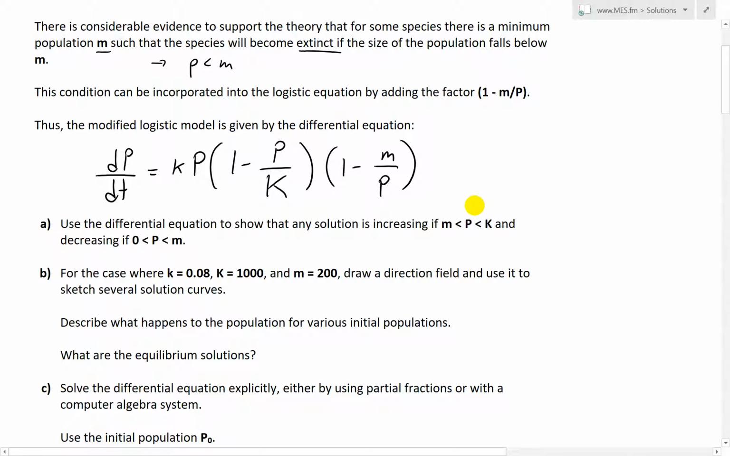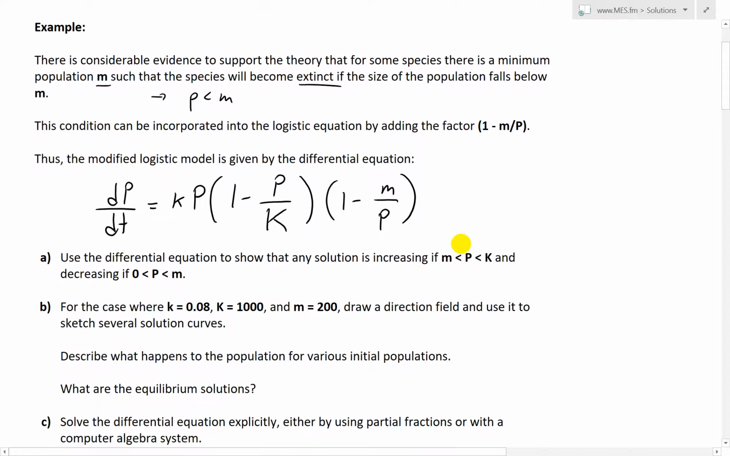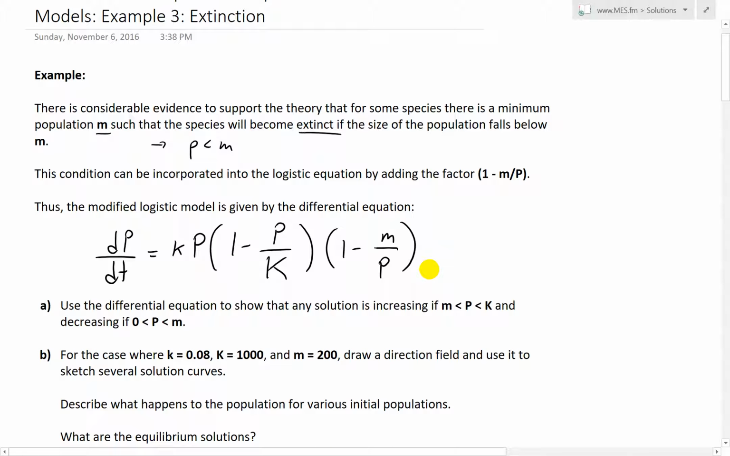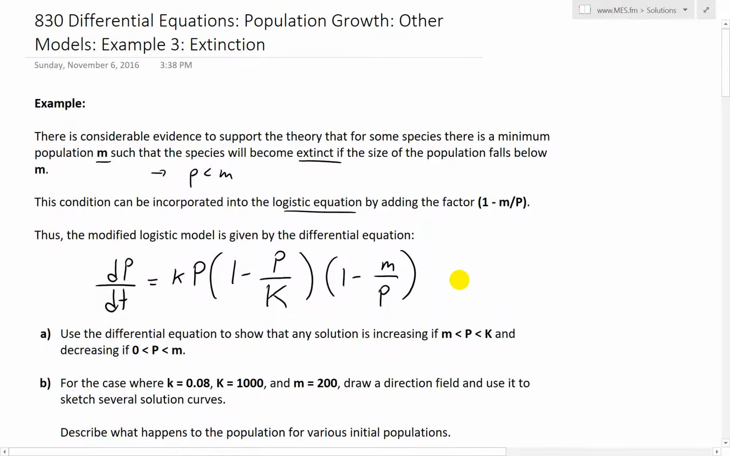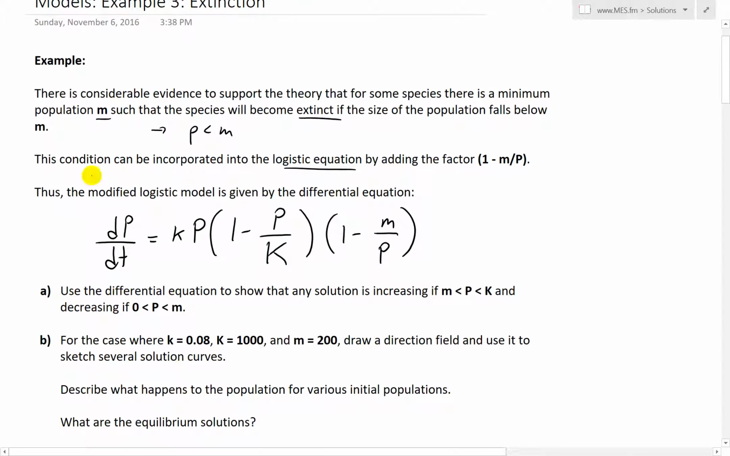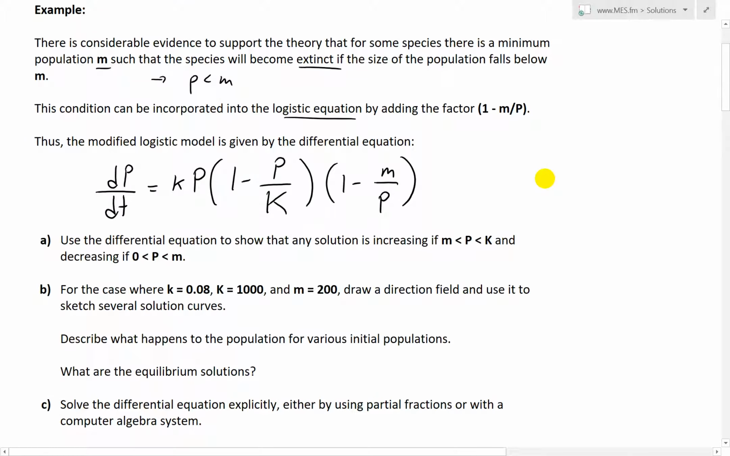So let's look at how to incorporate that into a population growth model. In this video, we'll just incorporate that into the logistic model that we went over in previous videos, so make sure to watch those. Basically, this condition can be incorporated into the logistic equation by adding the factor 1 minus M divided by P, and I'll explain that in a bit.